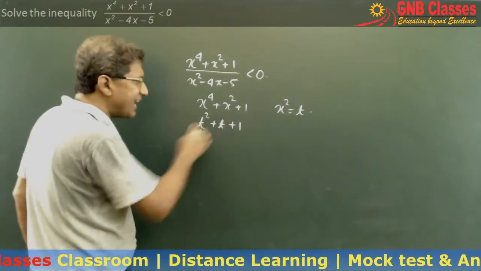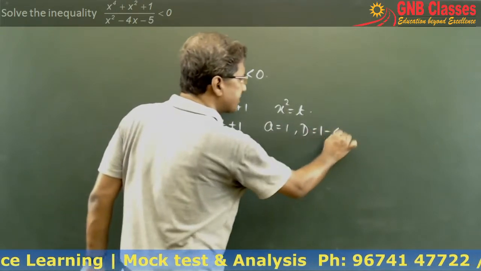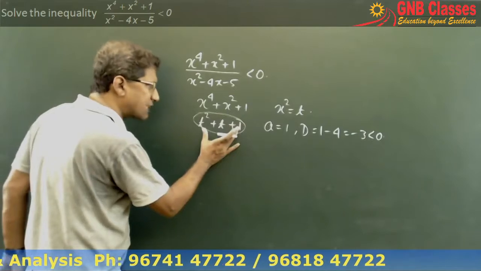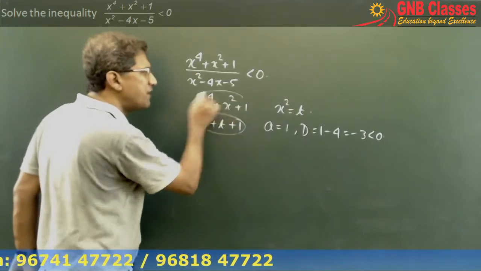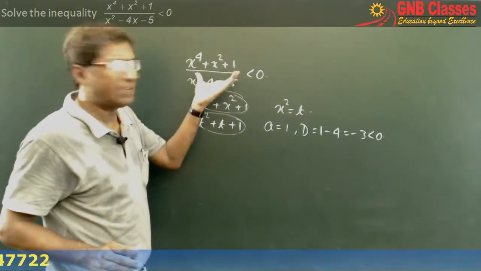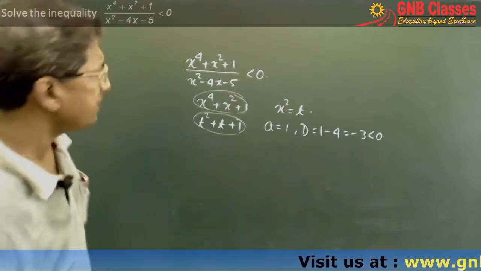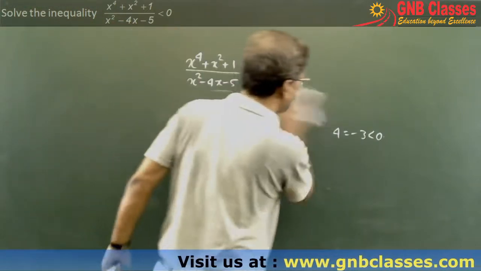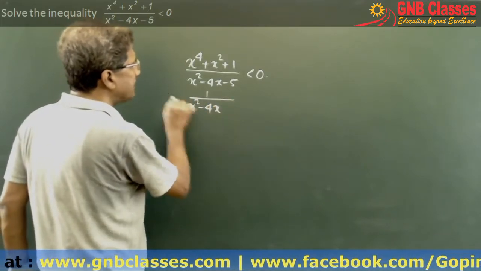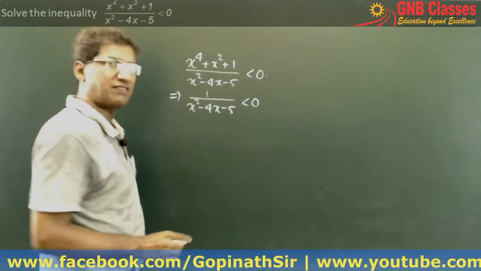Okay. So in this case, again you will find it's a quadratic expression. A is equal to 1 and the discriminant is less than 0. So this quadratic expression can be removed from the inequation given to us. Is it clear? You can remove this expression from the inequation. So finally, if we remove this expression, what we are going to get is 1 by (x square minus 4x minus 5) is less than 0. Is it clear? 1 by (x square minus 4x minus 5) is less than 0.